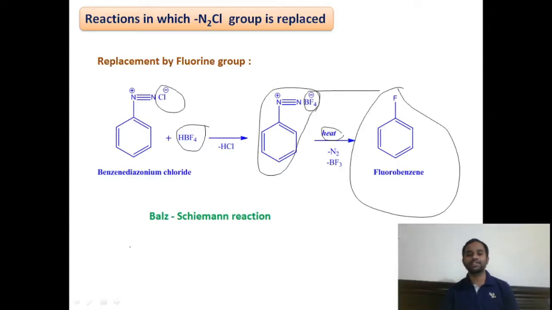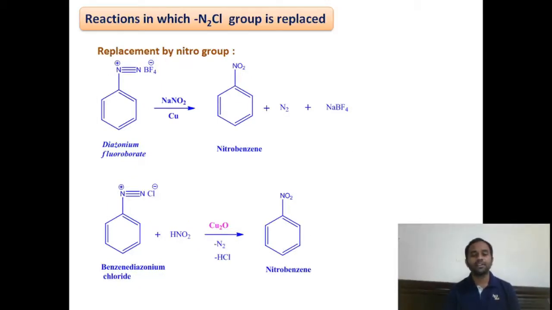This is a named reaction. You see here, this is the Balz-Schiemann reaction, right? And from this diazonium salt we can prepare the nitrobenzene, which we will see in the coming slide. That is replacement of N2 group by the nitro group. Here the benzene diazonium fluoroborate is the reactant. We should not take the benzene diazonium chloride.